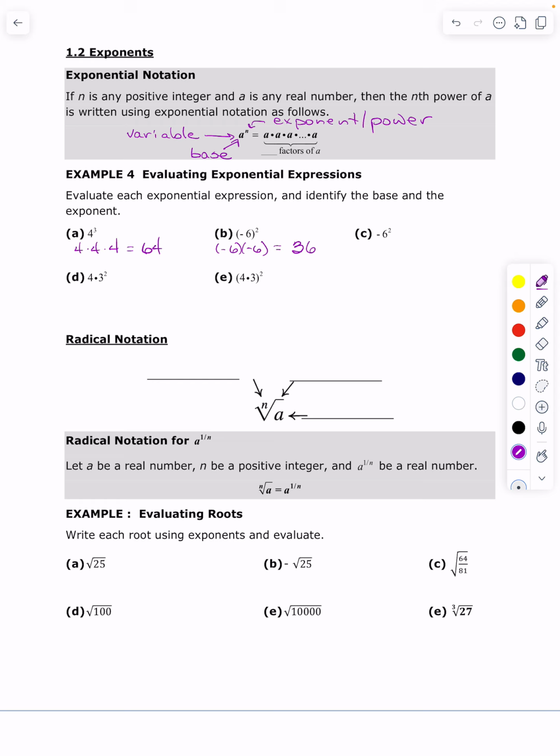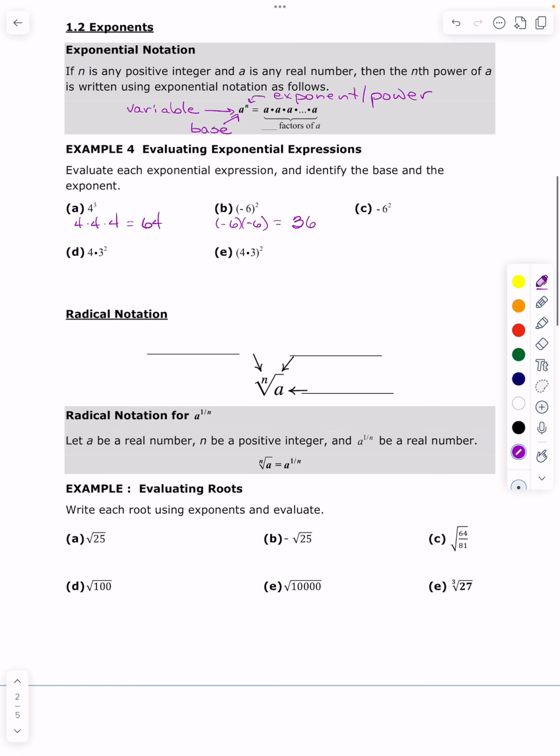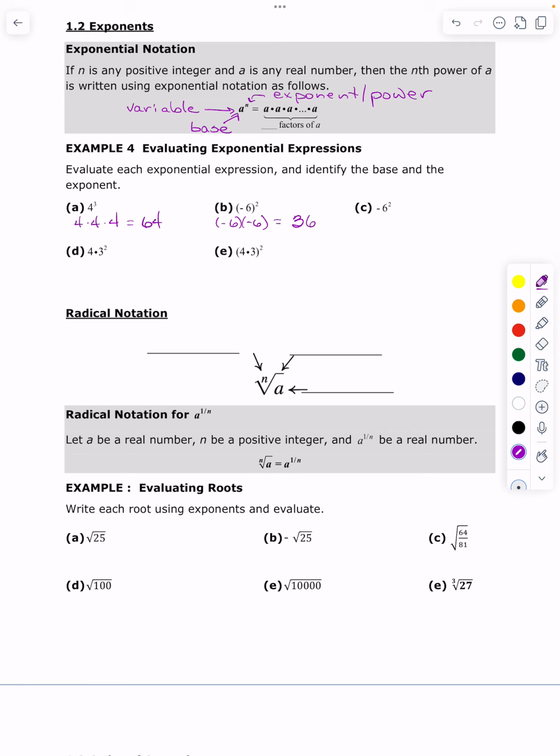That is different than C, which says -6 squared. So order of operations, which we will talk about next, says we do the exponent first before we multiply. And this negative out front is basically multiplying by -1. So this means negative 6 squared, which is a negative of positive 6 times positive 6, which gives us a negative 36. So be careful where that negative is and how the parentheses are involved.